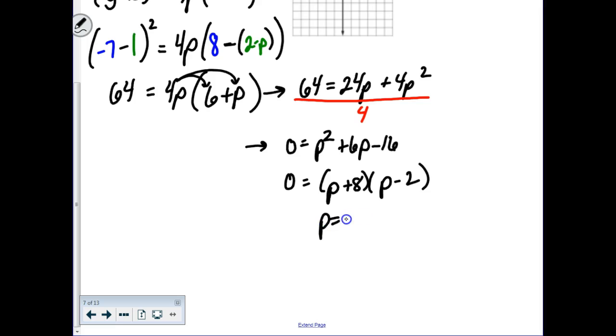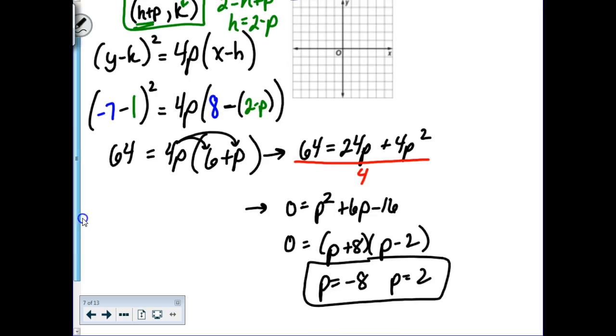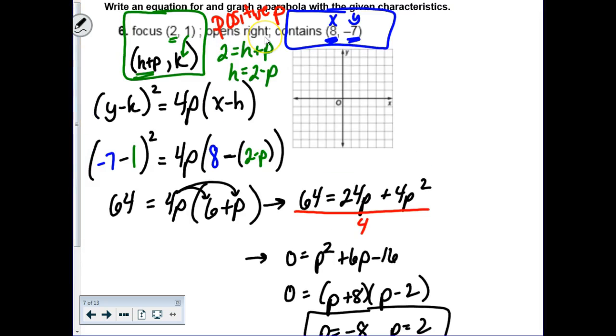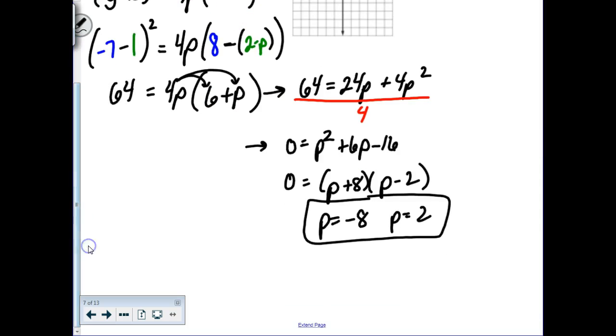And then you're probably like, oh, fantastic, 2 answers. But one of the first things we wrote down at the very beginning of the problem said it opens to the right, so your p-value has to be positive. So look at your answer choices. Think you're going to keep both of those? That guy's extraneous, essentially. You can't have a p-value of -8 if your parabola is going to open to the right. So p-value is 2.